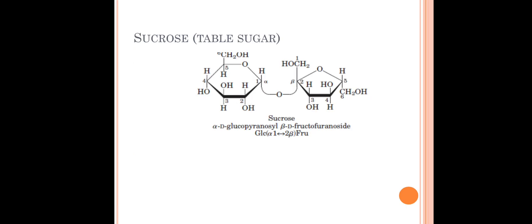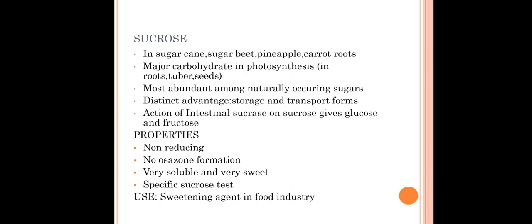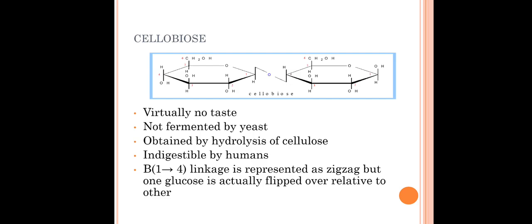And then sucrose. It consists of alpha D glucose and beta D fructose joined by alpha 1,2 linkages. It is broken down by the intestinal enzyme sucrase. It is present in sugarcane, beetroot, pineapple and carrots. Then cellobiose, a polymer of two glucose units linked by beta 1,4 bonds. It is hydrolyzed by bacteria and it is indigestible by humans.